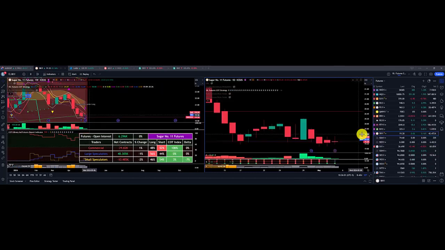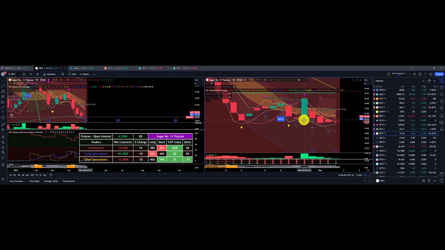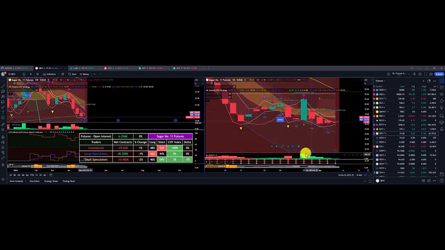Next was sugar. Sugar was long, but it was also below the dragon and red background, so I did not take this. This was an overall Z3 long, though it was a $929 gain, a nice gainer at this point, but I didn't take it because of the overall positioning and overall weakening of this particular commodity.